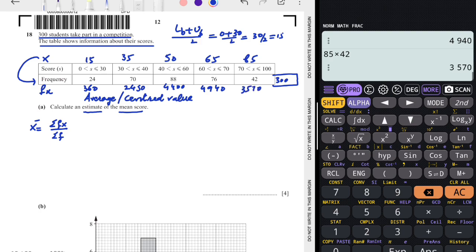Now we have to find the total of fx. We are going to add all values. 360 plus 2450 plus 4400 plus 4940 plus 3570. So the total is 15720. Let me write the total here.